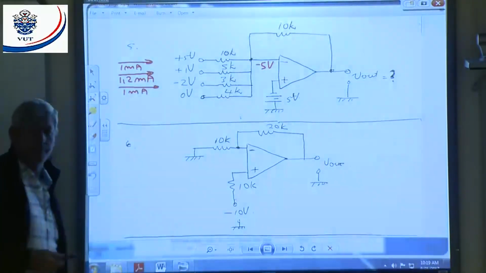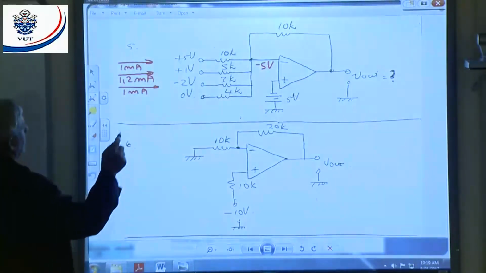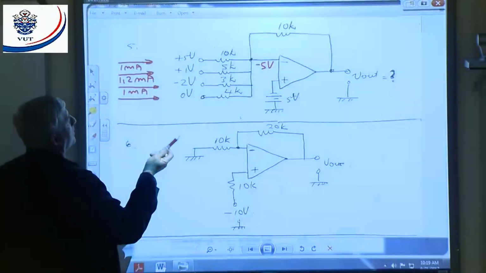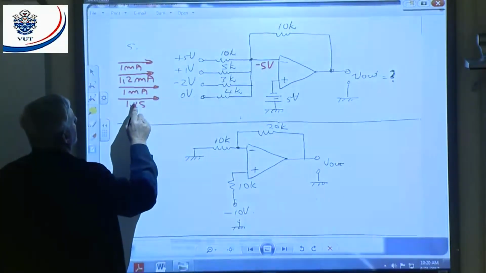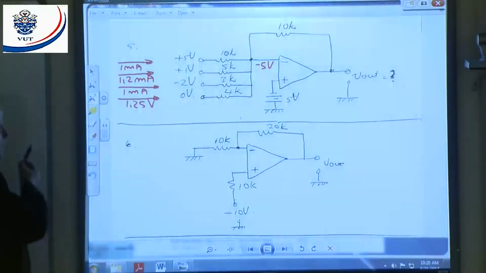You agree? Yes. All right, then the last one, I got 5 volts and I got 0 volts. That means the difference is 5 volts. The current's also going to flow inwards from 0 to minus 5. Current's going to flow inwards, and that will give me 1.25 volts. All right. All the currents flowing inwards.